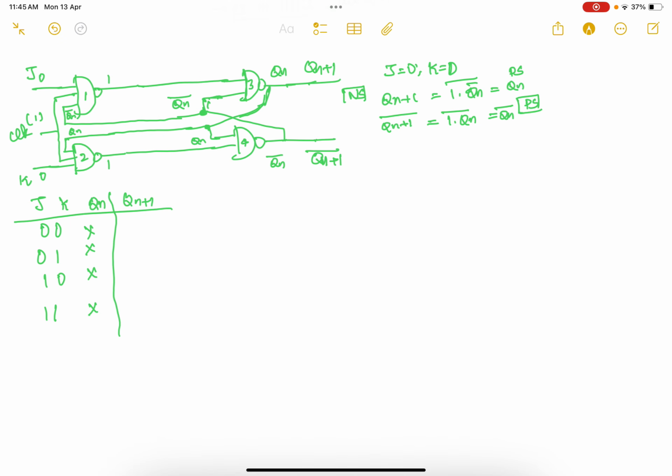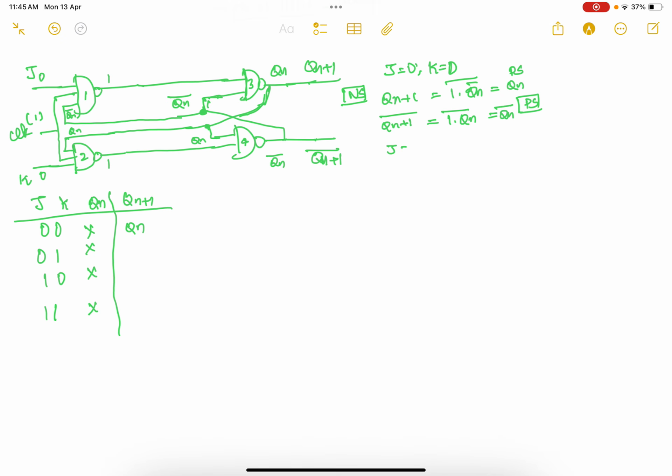So what is the equation? Qn+1 is nothing but your present state, so this will be nothing but your Qn. Clear? So now I have got your next state as your present state.